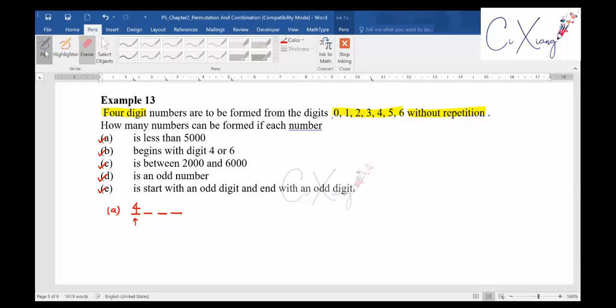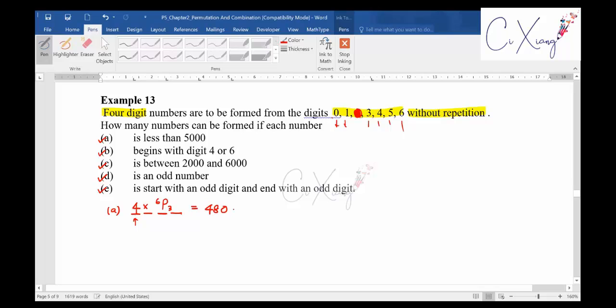Then assume that you put in one number already and cancel it off, because this number cannot be repeated. Then when you arrange the second, third, and fourth digits, there's no restriction anymore. You can put in any value from the remaining values. So you have 6 numbers available, and you want to arrange only 3 of them. So you take 4 multiply with 6P3, and therefore you get 480.